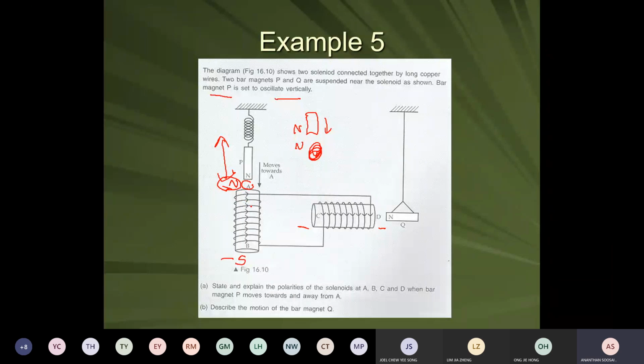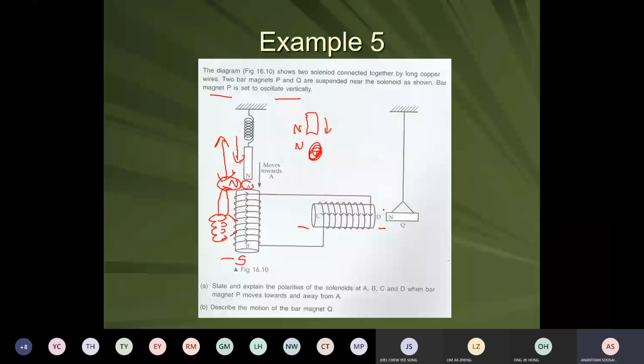So use your right hand grip rule. Your thumb should point upwards, and your fingers should be this way. So I think you have a current flowing this direction. If you view from the top, the current should flow in the anti-clockwise direction, right? So current flows this way and comes to this coil. You tell me, D or C?